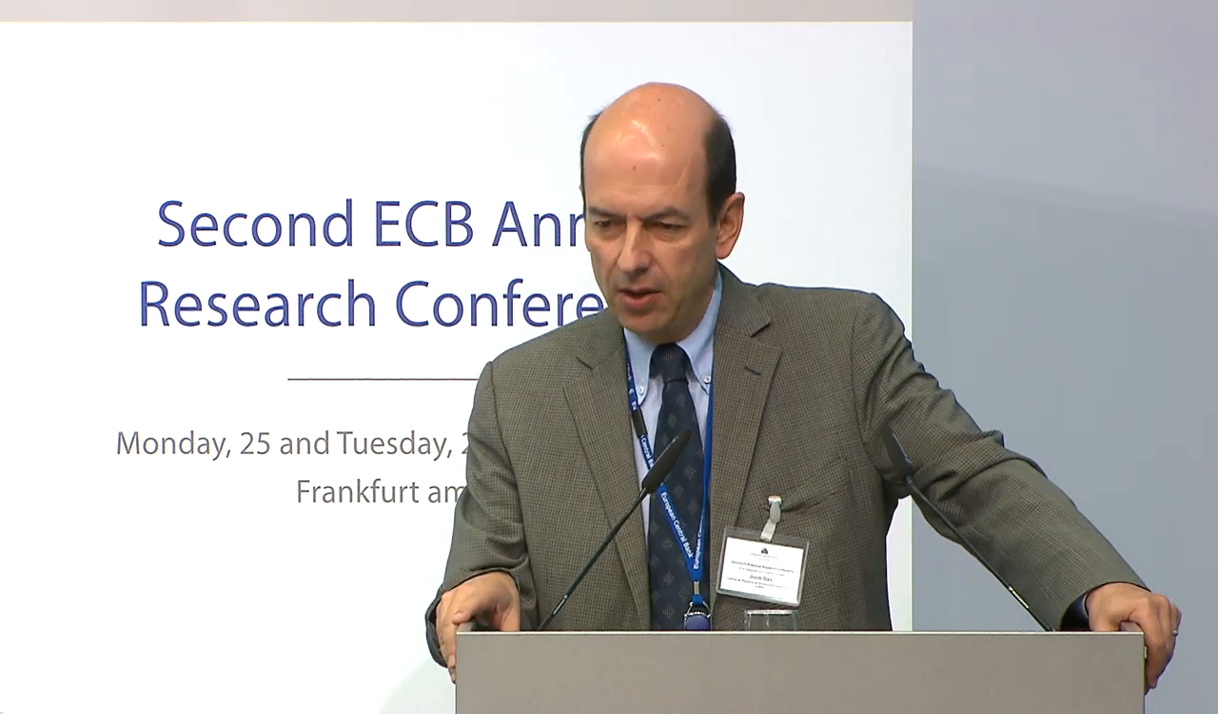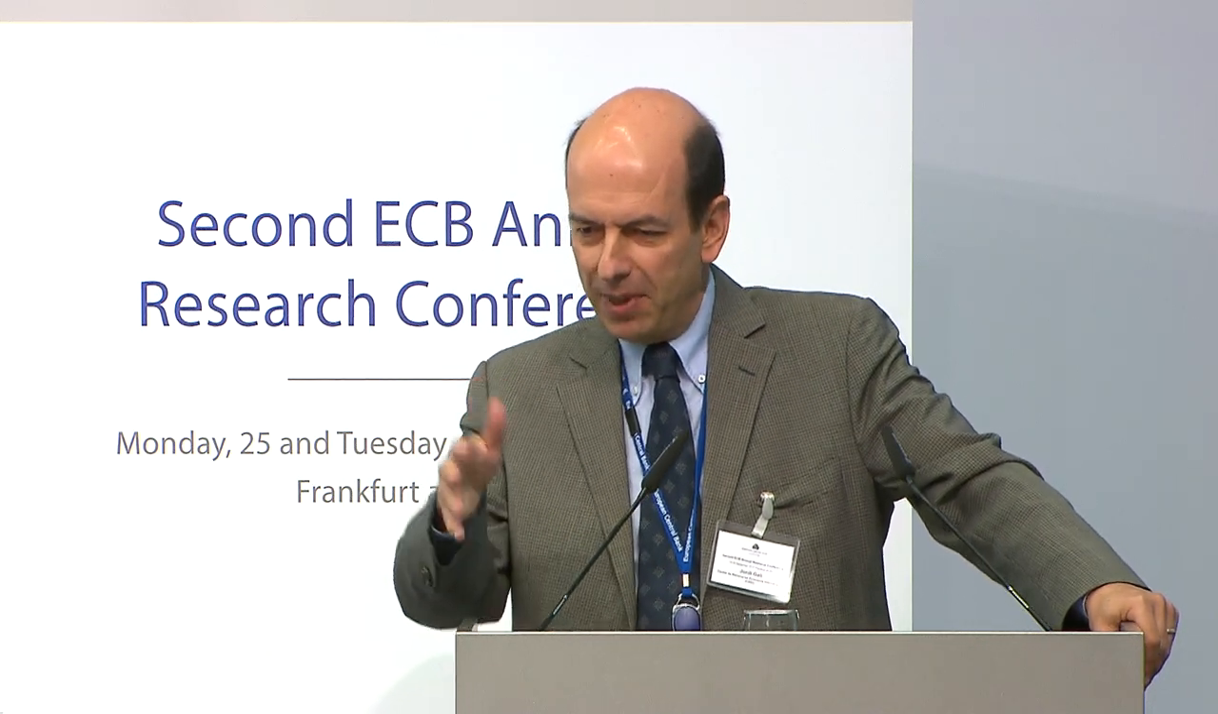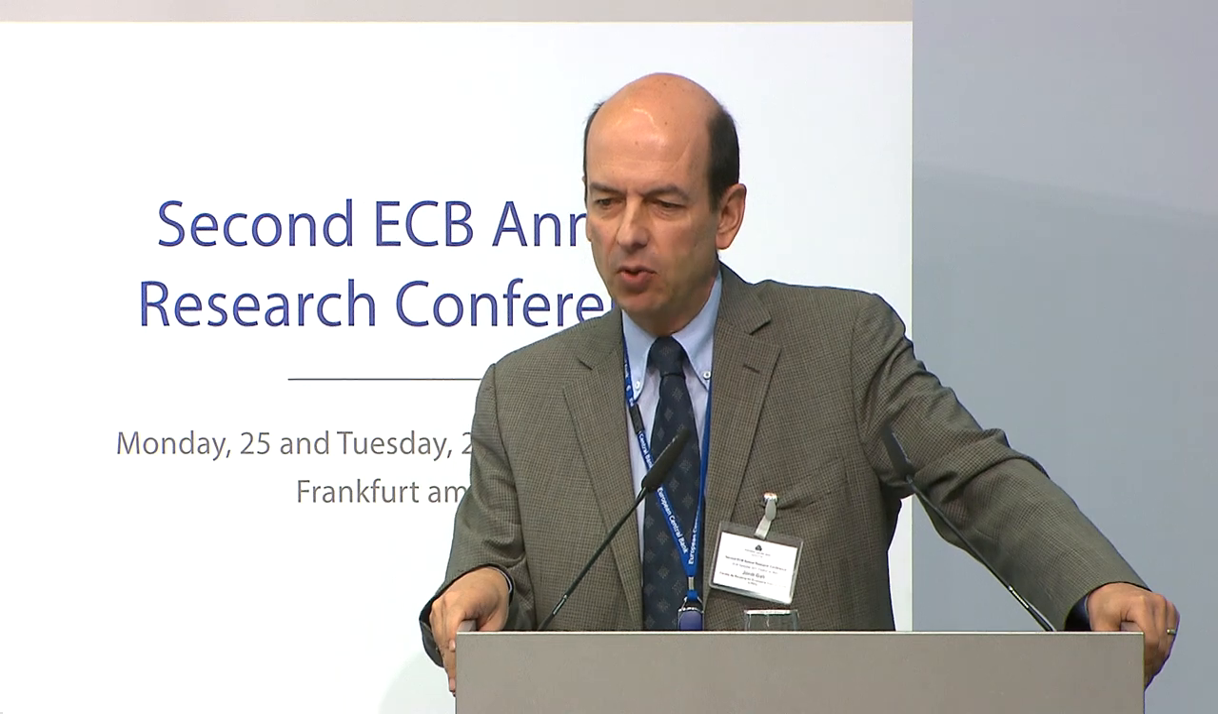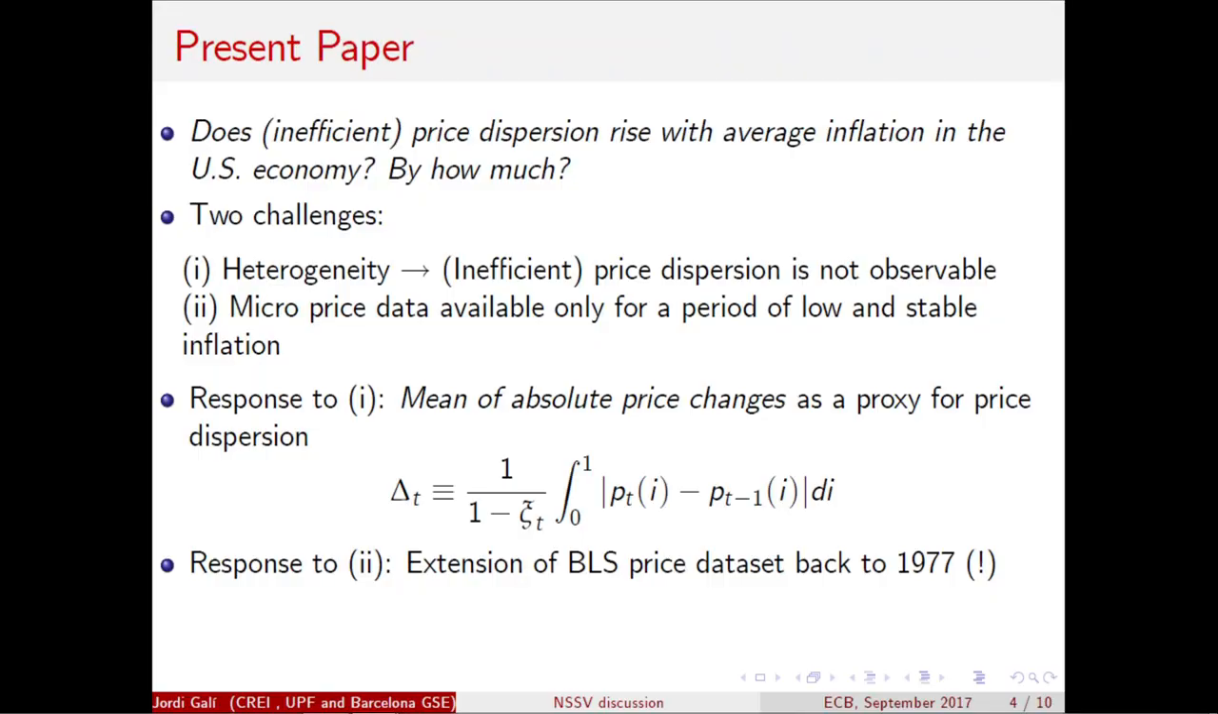And here, this would be a model-based definition of this mean of absolute price changes. P_{it} is the price of good i, and c_t would be the fraction of goods whose price is not adjusted in period t. So it would correspond to the Calvo parameter, the measure of stickiness in period t. Okay, so that's the measure that is proposed. Let me call it delta from now on.